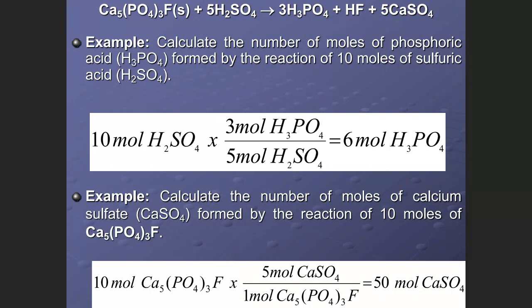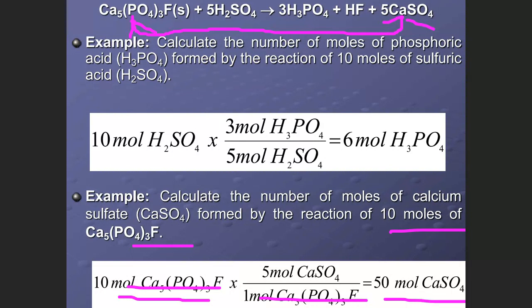So we can see here the ratio between the calcium sulfate and calcium apatite is 5:1, because we have to find calcium sulfate, not this other molecule. So that's why we will write the mole ratio between the calcium sulfate and calcium apatite, 5:1 in terms of moles. And we have 10 moles of calcium apatite, so we will multiply with that. So this unit and this unit will be nullified, and we will get our answer.